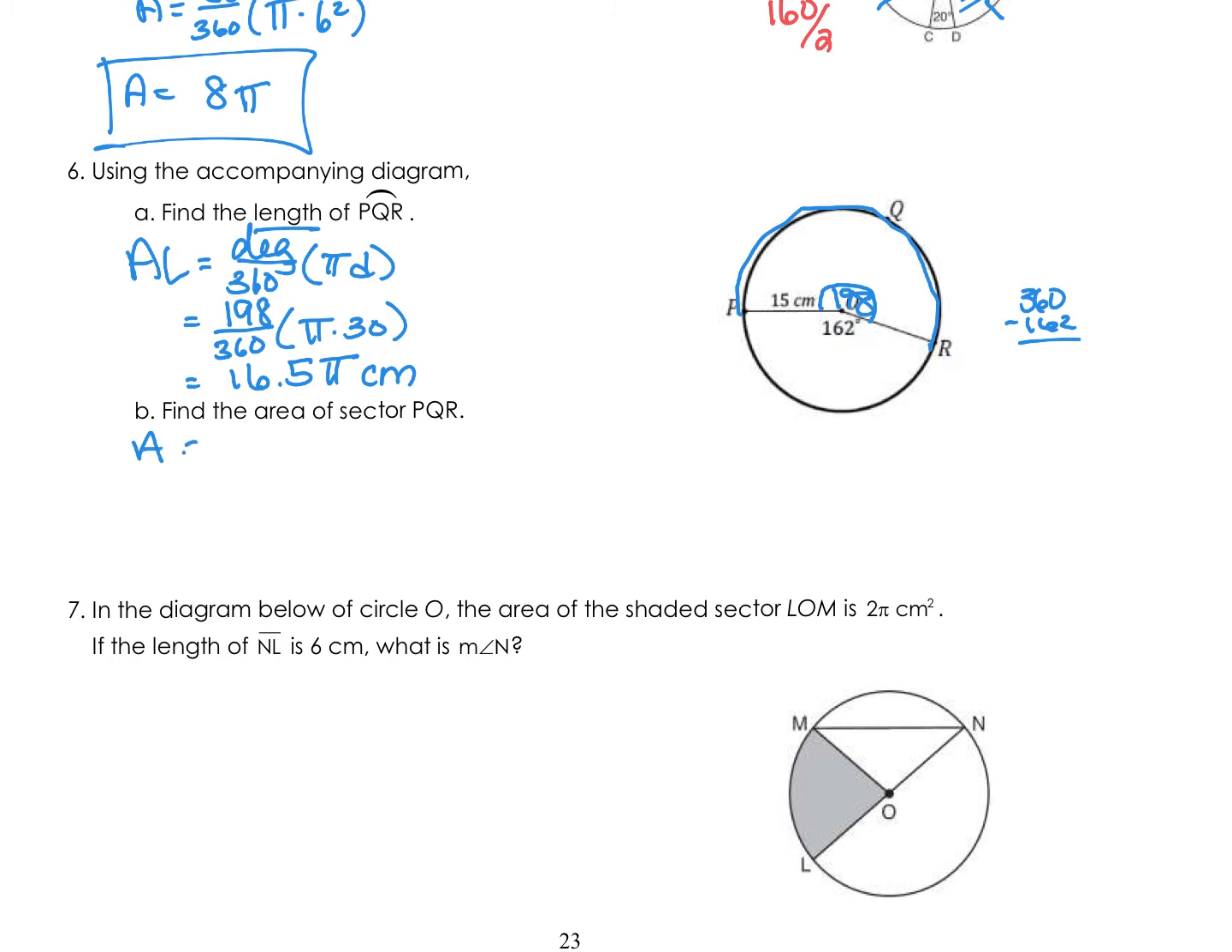Now for area of the sector, we do degree over 360 times our area formula, pi r squared. So we're going to use that 198 again. But our radius is 15 squared. So 198 over 360 times 15 squared. I get 123.75 pi. And this will be centimeters squared.